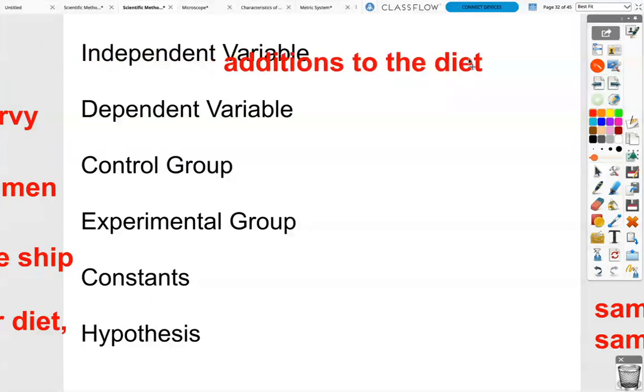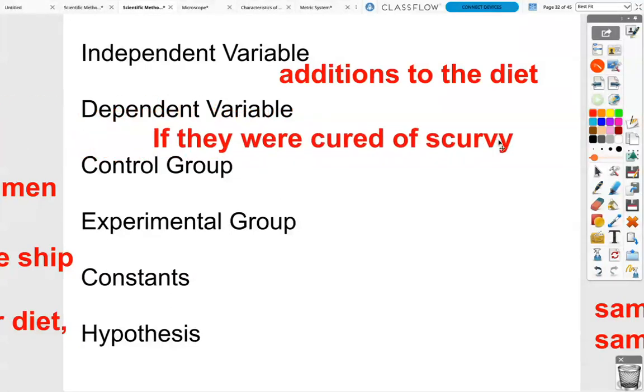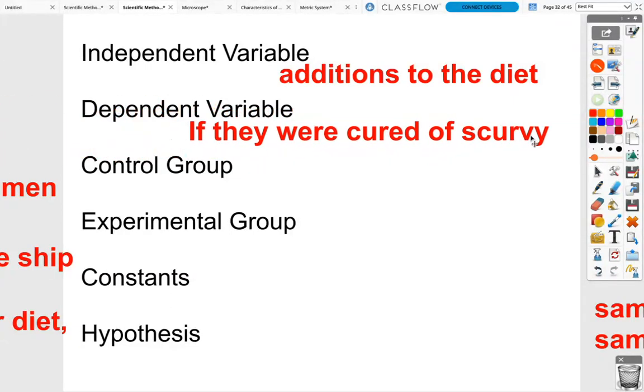So the thing that he tested, he gave them additions to their diet. They had a regular diet that everybody else on board had, and he gave them extra additions to the diet. He was trying to test to see which additions would actually cure scurvy. Dependent variable, the thing that was measured, our data. In this case, it's if they were cured of scurvy or not. So those people were watched, and then if they were cured of scurvy, then they knew that, hey, that was a possible cure for scurvy.